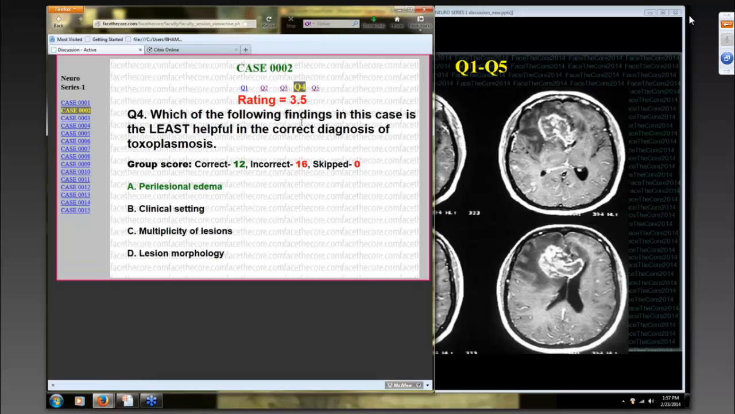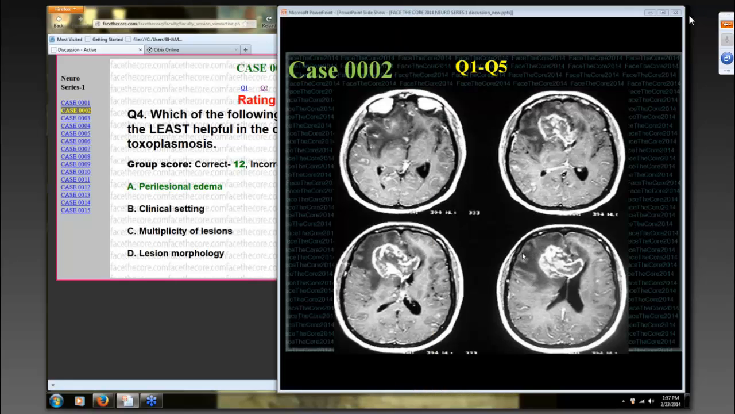And coming to the fourth question in this case, as to the least helpful in the correct diagnosis, of course, edema is the right answer, because edema is a very non-specific finding. The vasogenic edema that you see in this case, involving predominantly the white matter and going in between the gyri and extensively giving you that spider pattern, can be seen both in cases of infective lesions and also as frequently in neoplasms like primaries or secondary neoplasms.